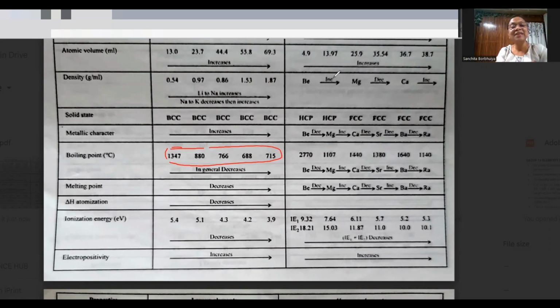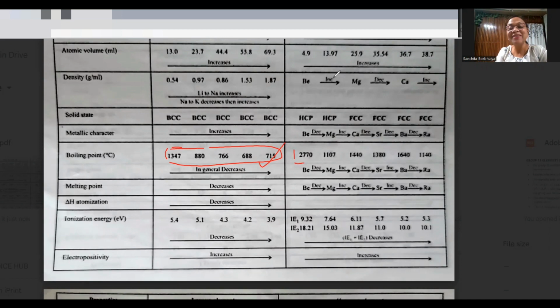decreases. The boiling point decreases, but slightly increases for cesium. So in general it decreases, but it is slightly higher for cesium because of a lot of characters responsible for the boiling point, which brings it a little higher. Next, for group 2 elements, I have listed down the values.